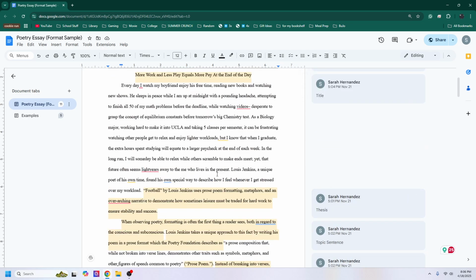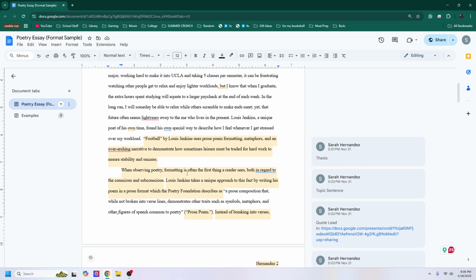These are just pointing out where you might find them in a paper. The usual length for them, right? This is like the average length for an introduction. And this is where your thesis goes at the end of the introduction. Again, if you need help writing a thesis, that's a different video, and you can also reach out to us.